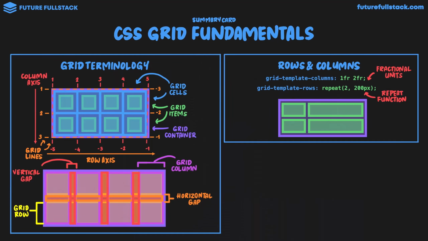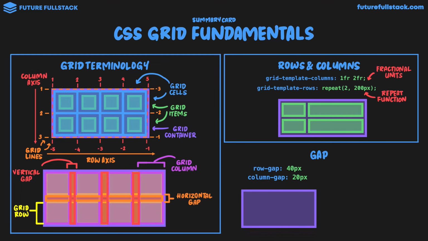In this chapter, we looked at gap. We saw the CSS property row-gap and the CSS property column-gap. We saw that these properties create gap between our grid cells. For row gap, the value is 40 pixels. That is 40 pixels between our rows inside our grid. And for column gap, the value is 20 pixels. That is 20 pixels between our columns inside our grid container.